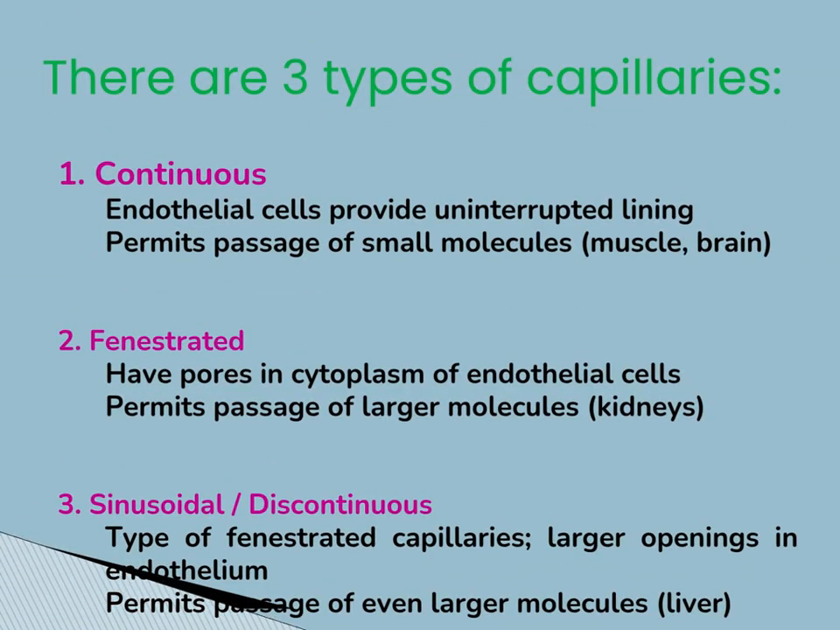There are three types of capillaries. 1. Continuous: endothelial cells provide uninterrupted lining, permits passage of small molecules, found in muscle, brain. 2. Fenestrated: have pores in cytoplasm of endothelial cells, permits passage of larger molecules, found in kidneys. 3. Sinusoidal: discontinuous type of fenestrated capillaries, larger openings in endothelium, permits passage of even larger molecules, found in liver.